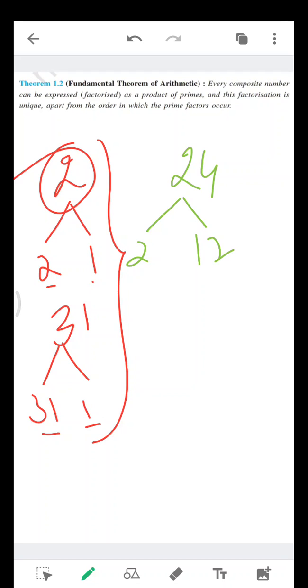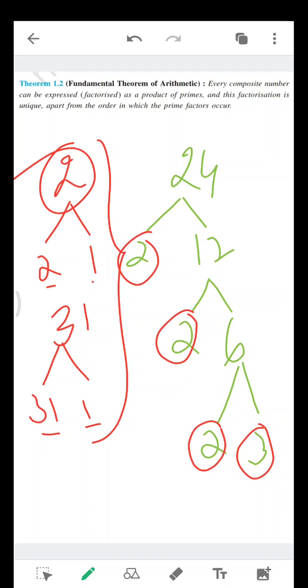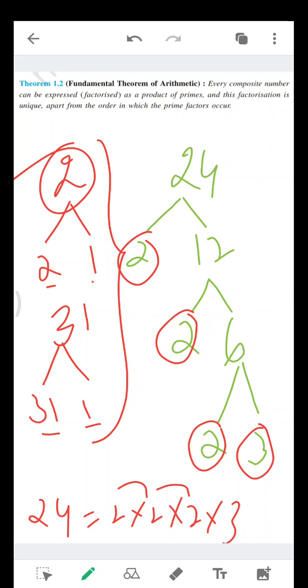Fine. So for this composite number, we can find the factors using a tree diagram. This you have done in your previous lower classes. 2 12 times, 12 is 2 6 times, 6 can be split as 2 3 times. So these are the factors of 24. So factors of 24 are these all: 2, 2, 2 and this 3. So 24 can be written as the product of 2 into 2 into 2 into 3. So 2 2s are 4, 4 2s are 8, 8 3s are 24.